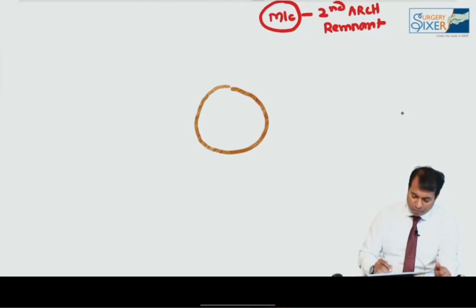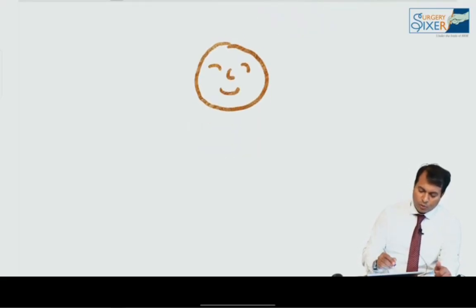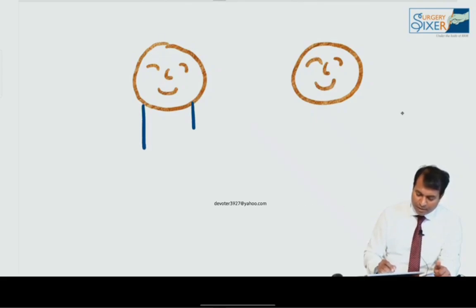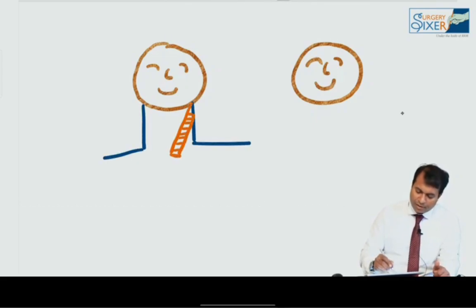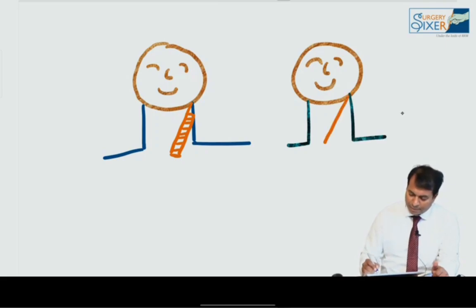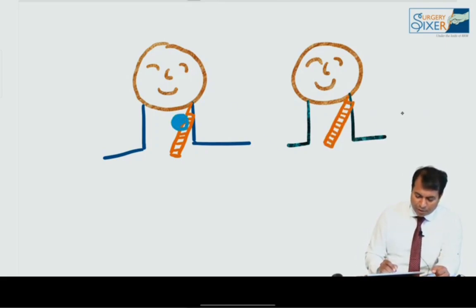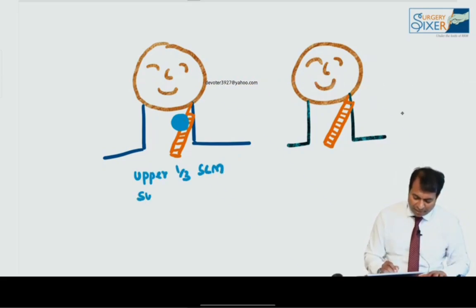So this is the patient who is coming to you with a branchial cyst and branchial sinus. I will show you 2 patients. This is one patient with a branchial cyst and this is another patient with a branchial sinus I am going to draw. So this is the neck and this is the sternocleidomastoid muscle. Please remember, this is sternocleidomastoid muscle like this. And for this person, this is the sternocleidomastoid muscle like this. So please understand, branchial cyst presents as a cystic swelling in the carotid triangle at the upper third of sternocleidomastoid muscle.